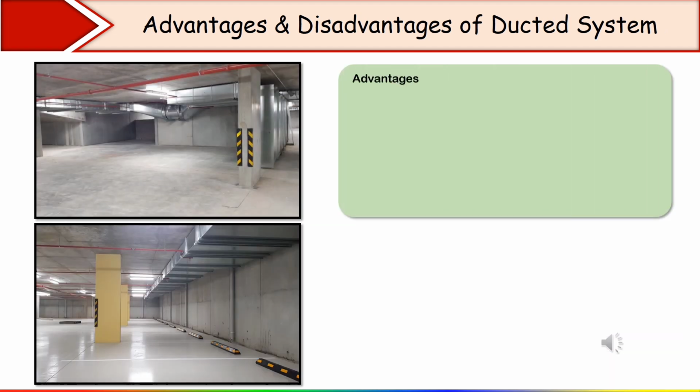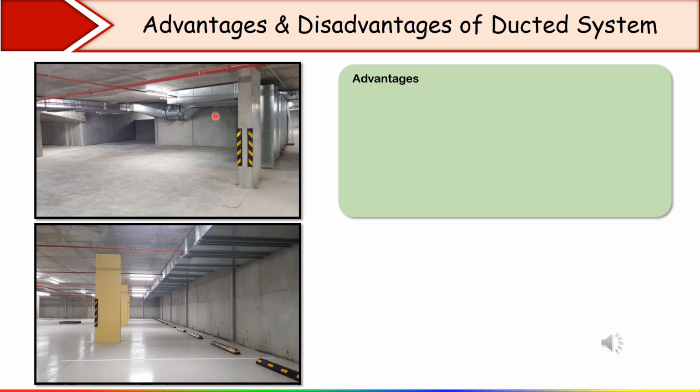Now see about the ducted ventilation system. Generally I have told you that in a ducted ventilation system we have to install the duct. Then in this duct we have to install the grill, the exhaust air grill. With the help of that grill you can exhaust all the smoke from the basement to the outside environment, where you want to extract that smoke, you can extract it.